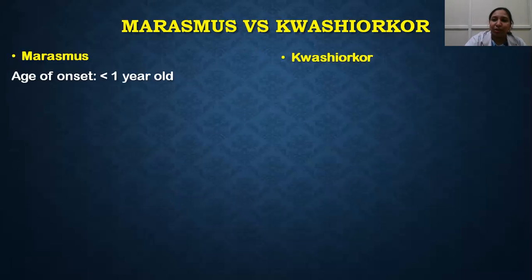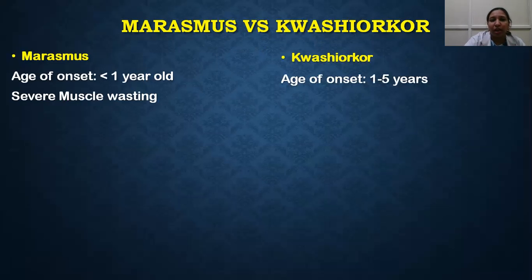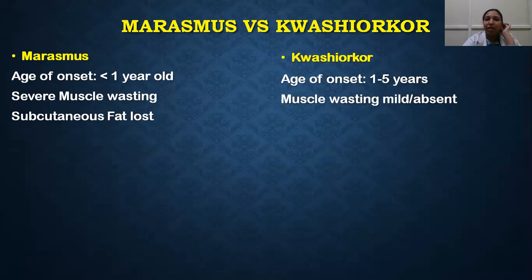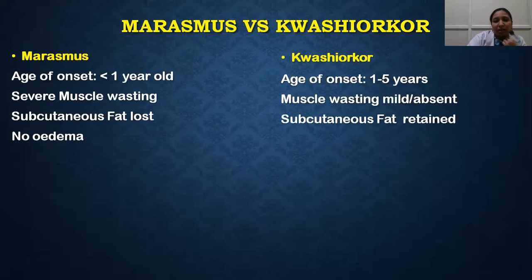The marasmus child's age of onset is mostly less than 1 year of age, whereas kwashiorkor you can see in 1 to 5 years old. Severe muscle wasting is seen in marasmus, whereas in kwashiorkor the muscle wasting is very mild or absent. There may not be any kind of muscle wasting. And subcutaneous fat is totally lost. You saw the picture, there is no fat at all. Completely, it's like skin on the bones. Here in kwashiorkor, the subcutaneous fat is retained.